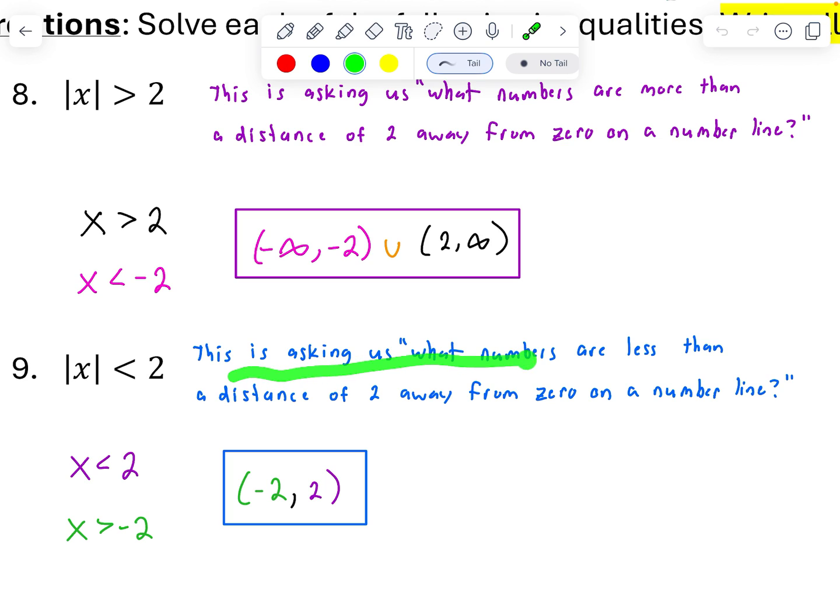Okay, now number 9, almost the same question, but our inequality symbol is switched. This is asking us what numbers are less than a distance of 2 away from 0 on a number line. Well, that would be like the number 1, 1/2, but then also negative 1 and negative 1/2. So you find when x is less than 2, but at the same time, x has to be greater than negative 2. Because if you get to negative 3, that's 3 away from 0, which is not less than 2. So remember, this means distance from 0 on a number line. And in interval notation, that looks like this.